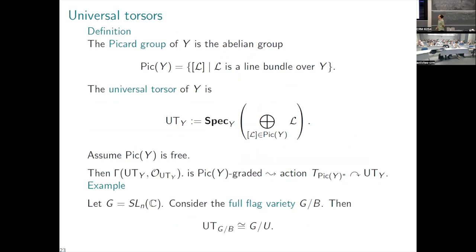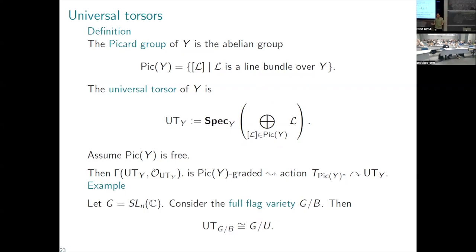So first of all, let me just say which kind of compactifications we're going to consider. First of all, recall that the Picard group of a variety Y is just the abelian group generated by the isomorphism classes of line bundles with the operation given by the tensor product. And the universal torsor is some scheme that you can build whose coordinate ring codifies all the section rings of all the line bundles over your variety. So this relative Spec is just you gluing all these line bundles relatively to the base Y, right? So this is just a quasi-coherent sheaf on Y.